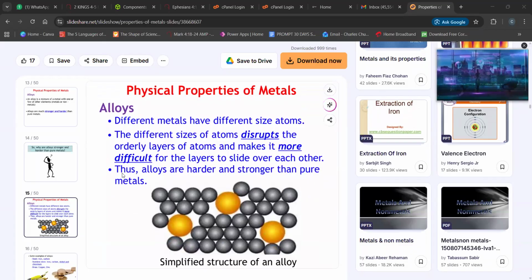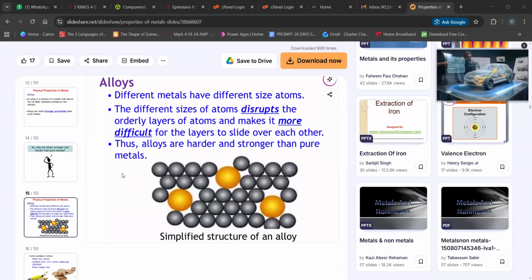Okay, so this is really another reason why alloys are stronger. Different metals have different sizes of atoms. The different sizes of atoms disrupt the orderly layers of atoms and make it more difficult for the layers to slide over each other. So whether you want to reduce ductility or reduce malleability, somehow you can achieve it by what? Having alloys. So alloys are harder and stronger than pure metals.